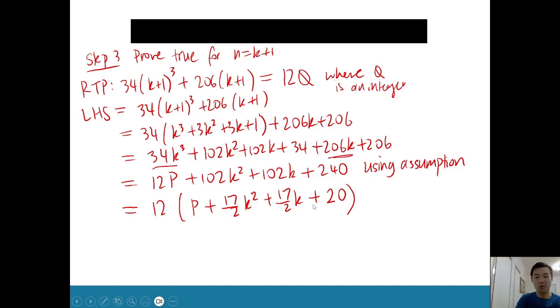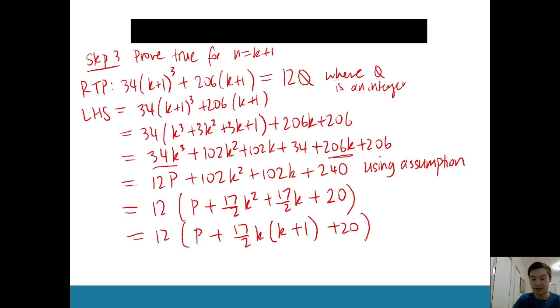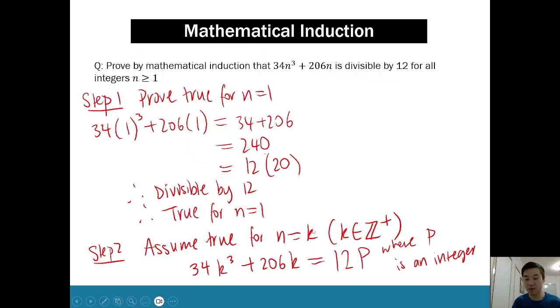But what we notice here is that I can actually factorize out a 17 over 2 k from both of these terms, and let's just see what happens. If I take out a 17 over 2 k, this will give me k plus 1, like that. So when I factorize it, this will be 17 over 2, k times (k plus 1), plus 20, like this. So now we need to do some justification, and we're going to look carefully at what's going on. We know from step 2 that we said that k is an integer.